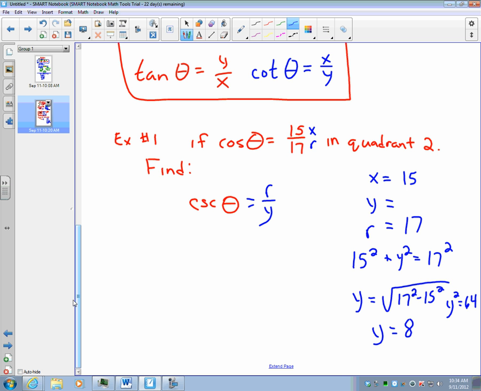So here's what you've got to do. Here's the second part. So the first part is, I guess you would write the x, y's, and r's. Then you would use Pythagoras. Okay, so now I would actually have this. Cosecant theta equals r over 8, 17 over 8. Got that?